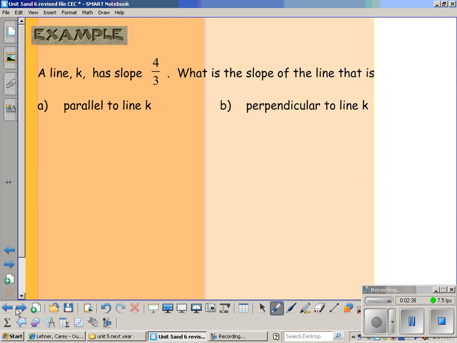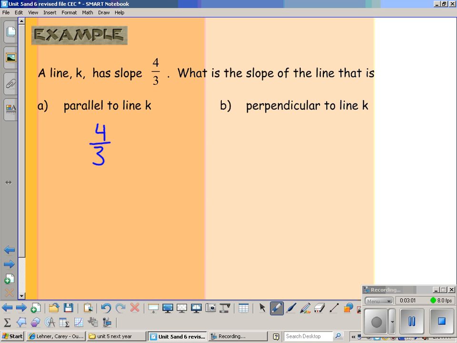So we have a line K, and it has slope 4/3. So what is the slope of a line that would be parallel to K? Well, if they are parallel, they have to have the same slope. So it's going to be 4/3. Every line that is parallel to K will have to have a slope of 4/3.